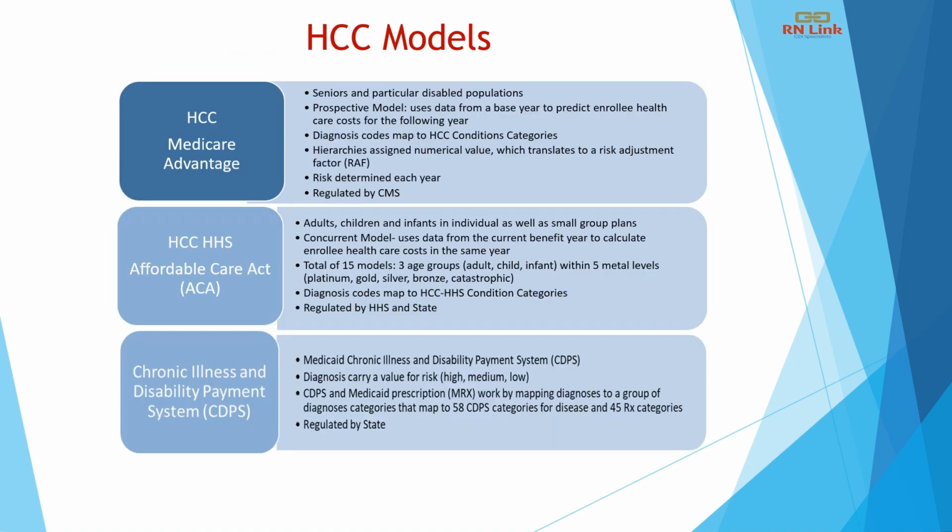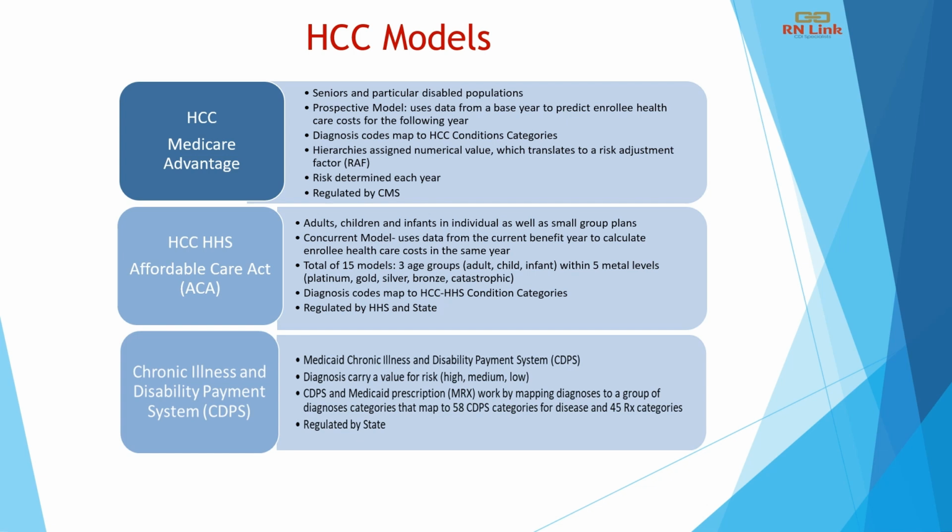HCC models. 1. HCC Medicare Advantage, which includes seniors and particular disabled populations. The prospective model uses data from a base year to predict enrollee healthcare costs for the following year. Diagnosis codes map to HCC conditions categories. Hierarchies assign numerical value, which translates to a risk adjustment factor, RAF. Risk determined each year. Regulated by CMS.